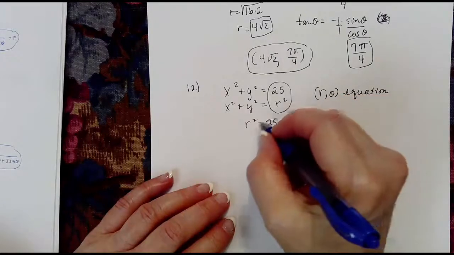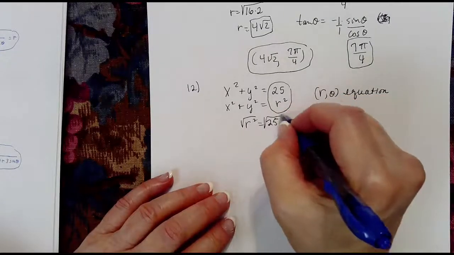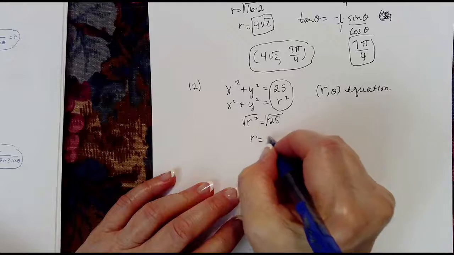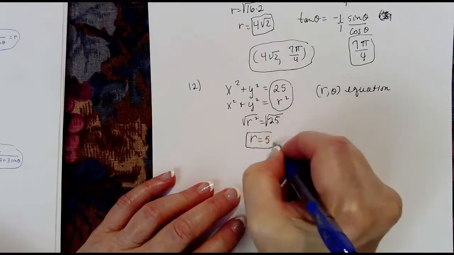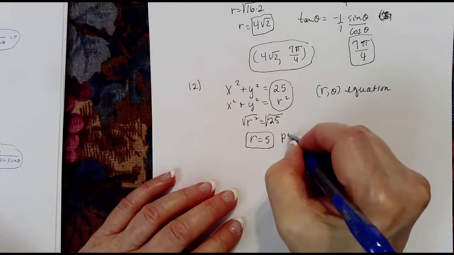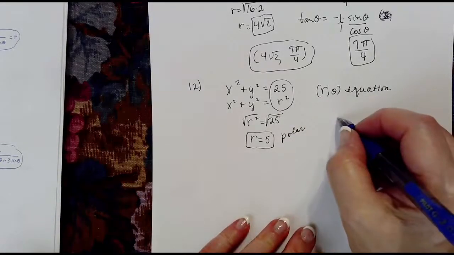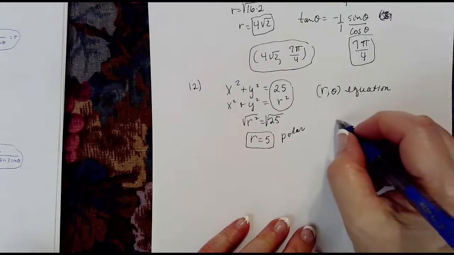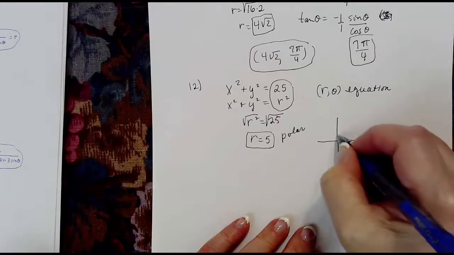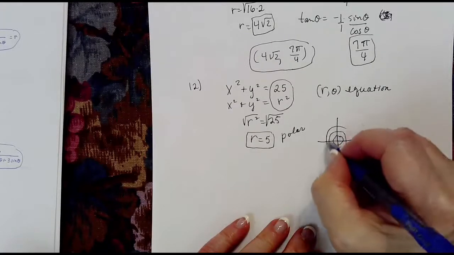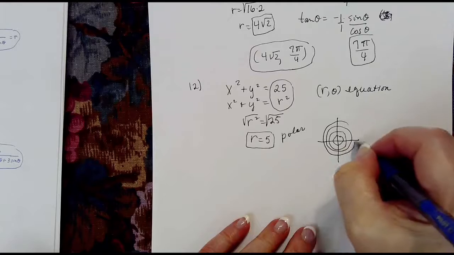So I take the square root on both sides. We said r is going to be positive, so we're going to get r equals a positive 5. So this would be my polar graph. Now, we did this before with r equals 3. So to graph r equals 5, we had 1, 2, 3, 4, 5.